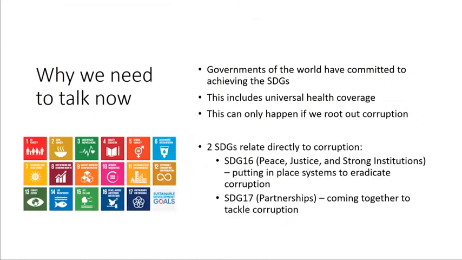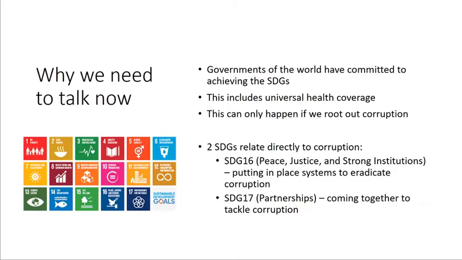There's another reason why we need to talk about this now, and this is because all of our governments have committed to achieving the SDGs. Now, we're already almost 5 years into this process, and one of the SDGs, SDG 3.8, includes universal health coverage. We have a long way to go, and we're only going to achieve universal health coverage, by which we mean health coverage for everyone, if we can root out corruption.